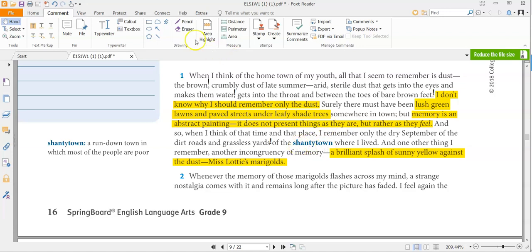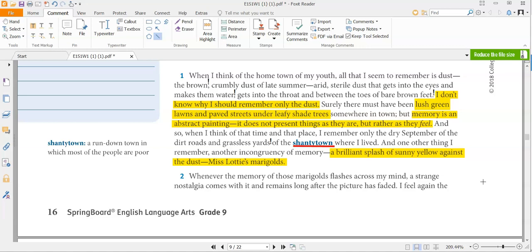Now, shantytown is the word that they've given you to look at here, and they give you the definition on this side, a rundown town in which most of the people are poor. Basically where the houses are falling apart, where things are just not very well made, everybody's really poor.